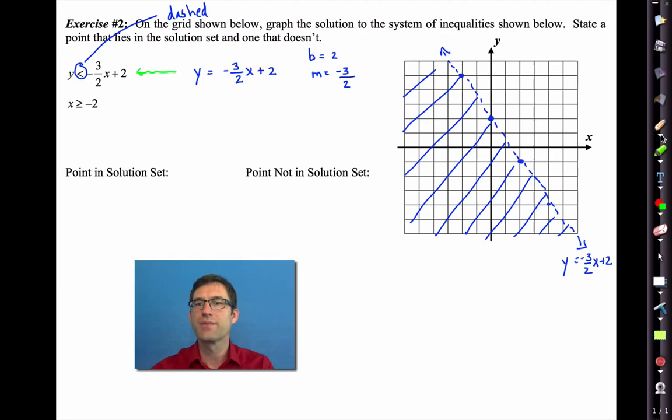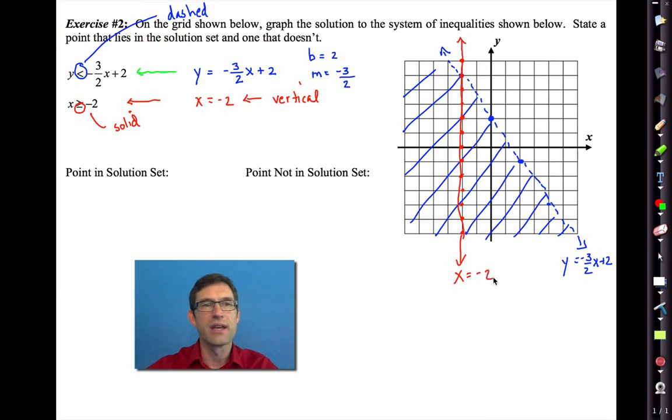All right, let me change colors. Let me go to red now for the next one. Now what do we do with this guy? Well, the line it's based on is x equals negative 2. All right, but that is a vertical line. It's the line that has all x coordinates of negative 2. So for instance, that point's got an x coordinate of negative 2, and that point, and that point, and that point. It's all points that have x coordinates of negative 2. All right, and it should be solid because the equality is included.